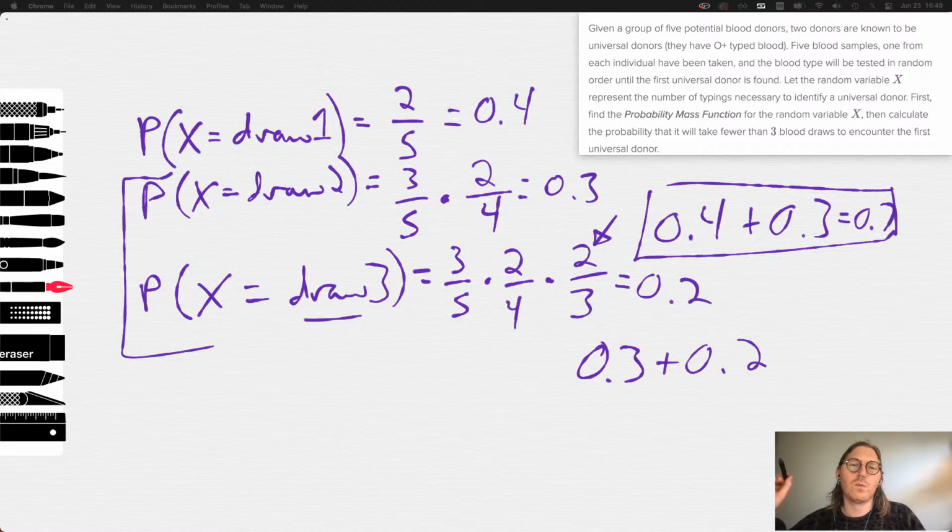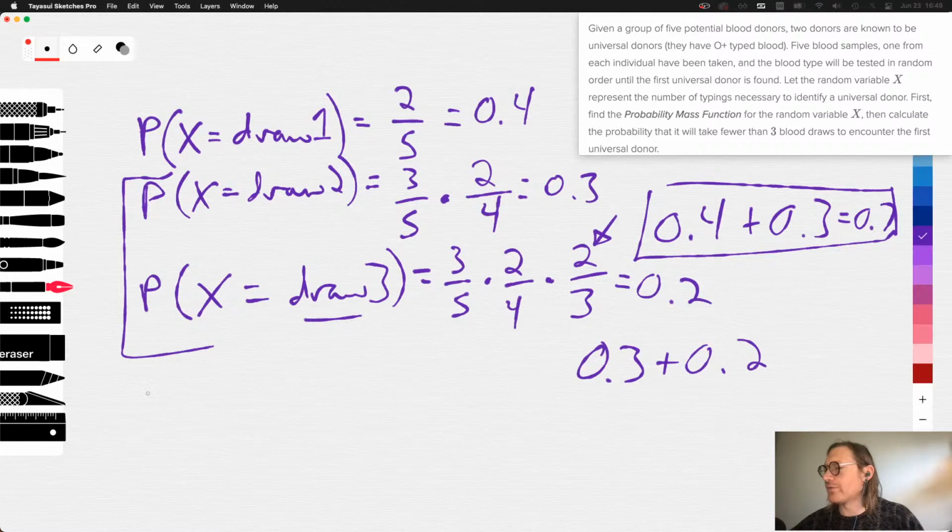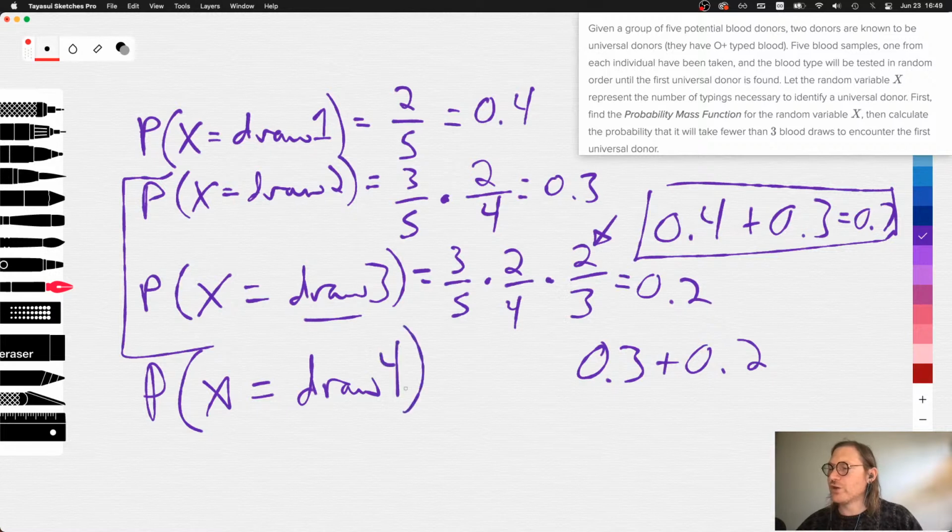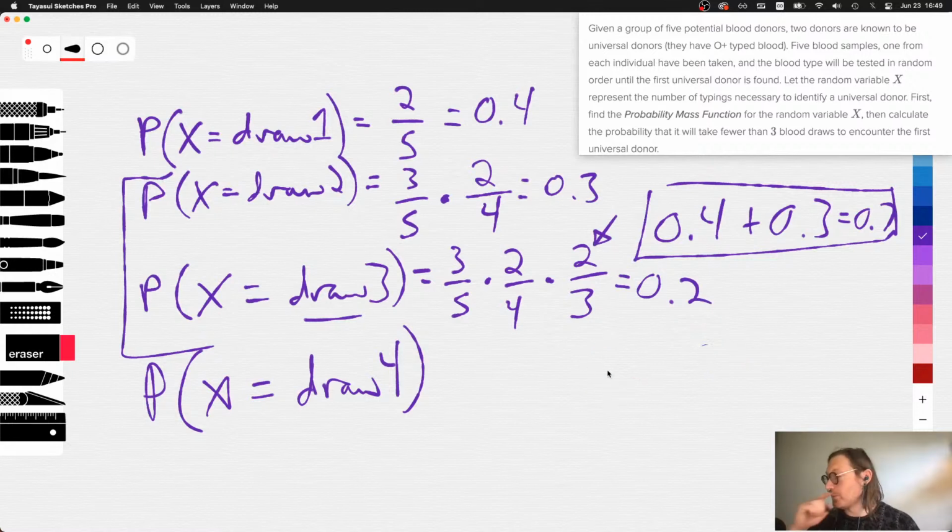So let's work this out one further. By the time we get to draw 4, we should have an answer, right? Does that make sense? We should have an answer by draw 4 because there's 2 out of 2 remaining.